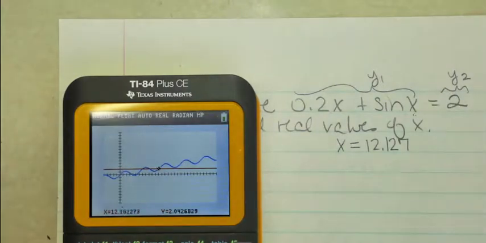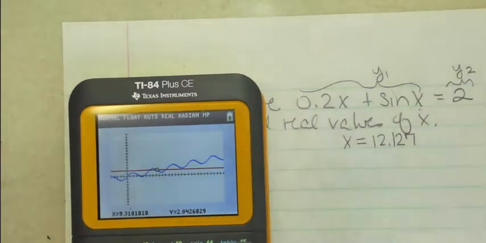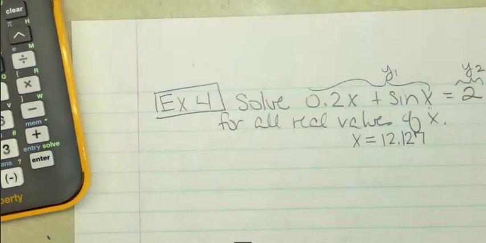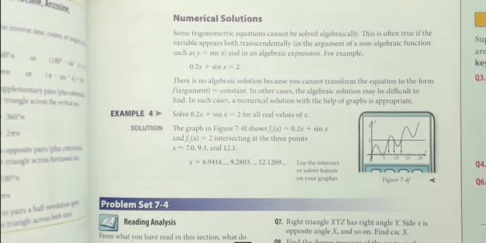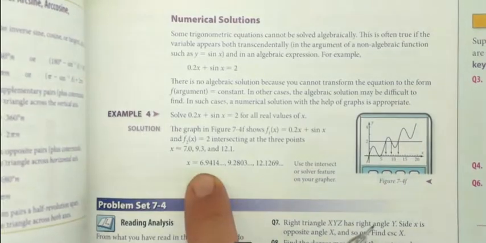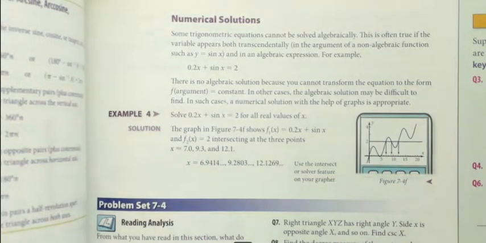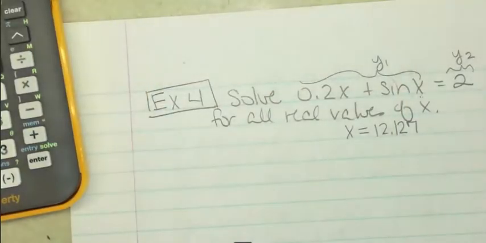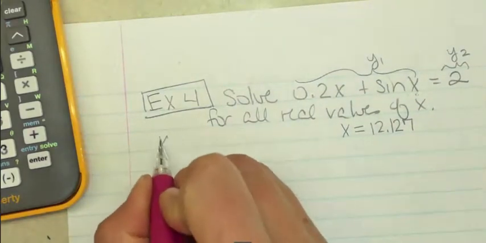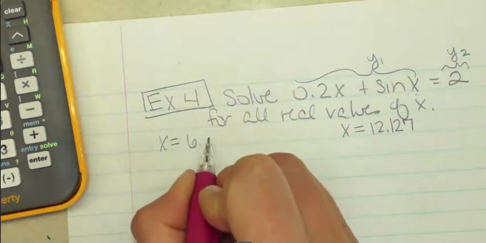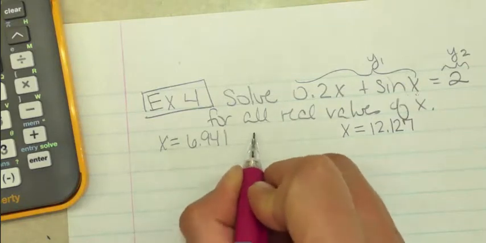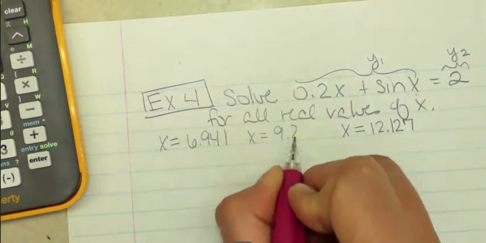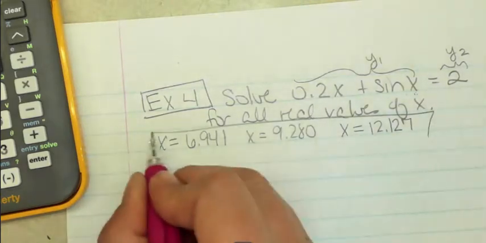And there are 2 more back behind it. And I'm just going to go ahead and give those to you. Or actually, they're just right here in the textbook. I'm just doing example 4 from the textbook. So we've got 6.94 and 9.28 are also going to be 2 more that we would get. There they are.